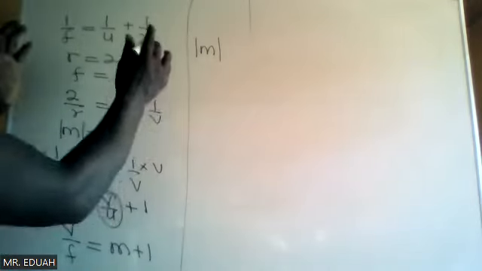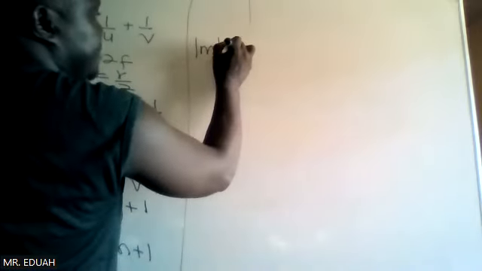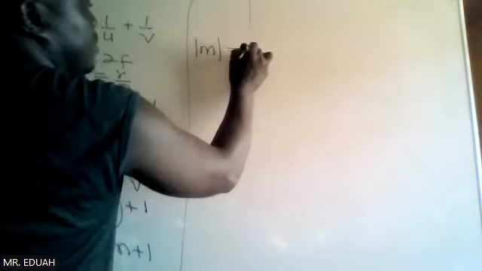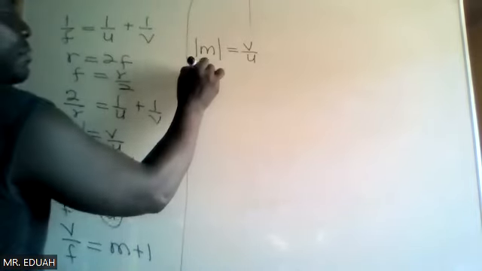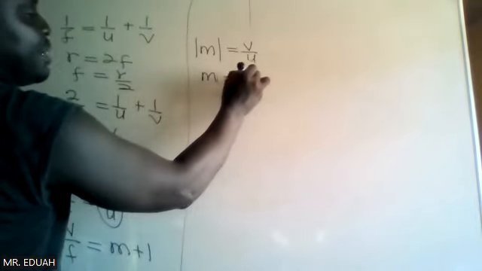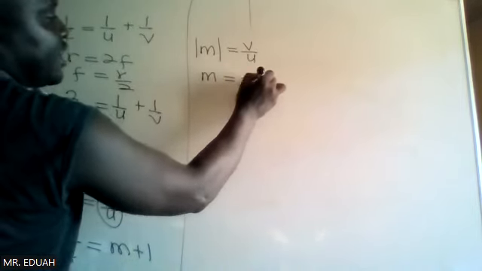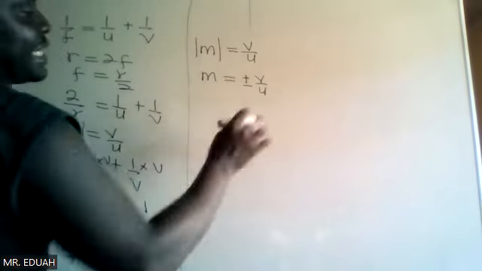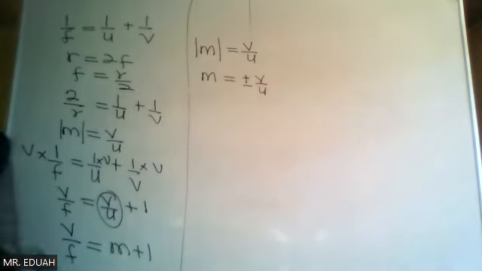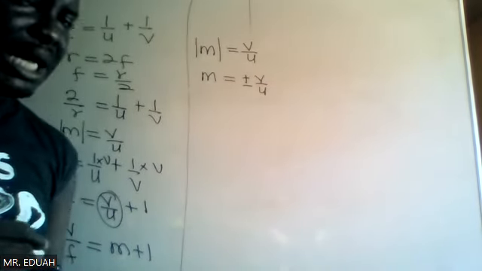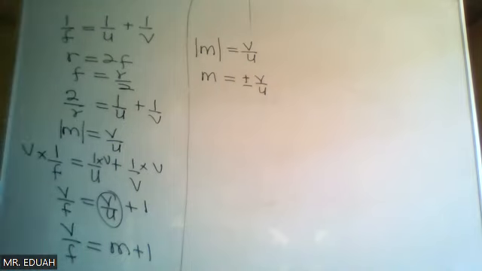We are only looking at the magnitude, which is V on U. But magnification can be, you can see plus or minus V on U. When it's like this, we are not only looking at the magnitude, but the plus and minus means something. Okay, what does it mean?